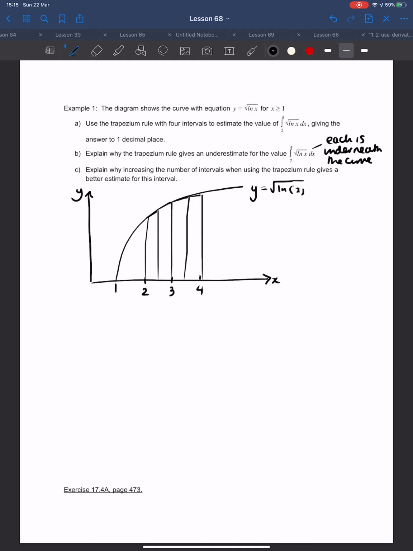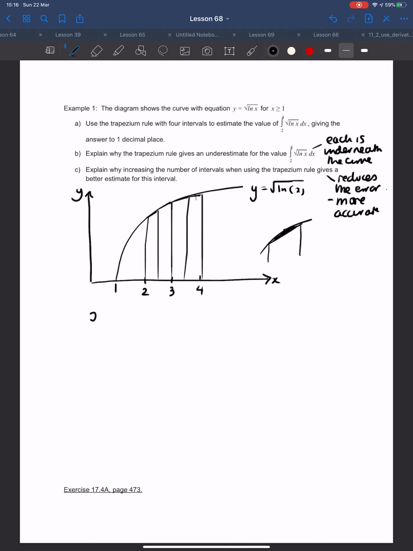Explain why increasing the number of intervals gives a better estimate. It reduces the error. It's just more accurate, because the more that you've got, the less of the error. So if it was like this, and that was the top of the curve, that was 1 trapezium. If you split it into 2, you collect more of that error area.